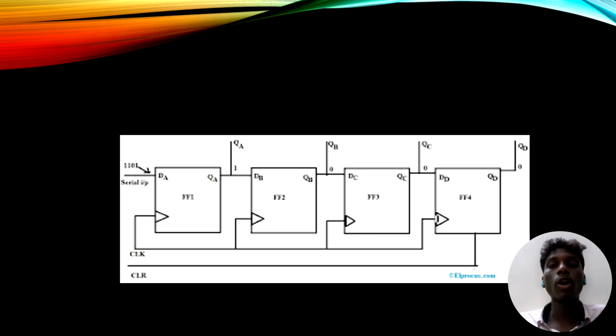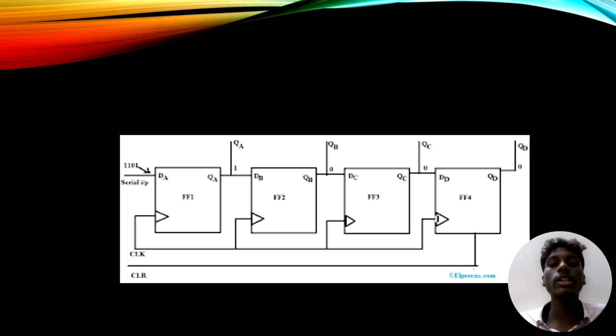The working principle of this circuit is that data is applied serially at the input DIN of the first flip-flop FF1. With each clock pulse, the bit at DIN enters FF1. The output of FF1, QA, becomes the input to FF2. The output of FF2 feeds FF3 and FF3 feeds FF4. Thus, data bits move one stage to the right on each clock pulse.